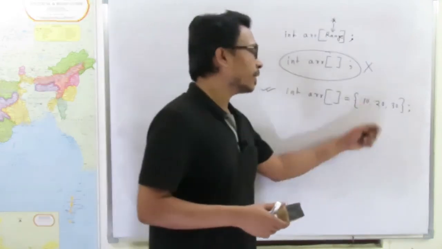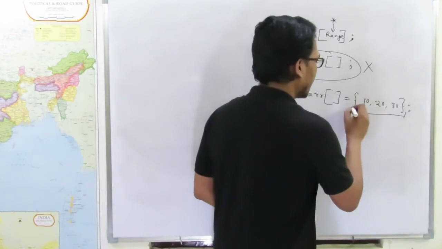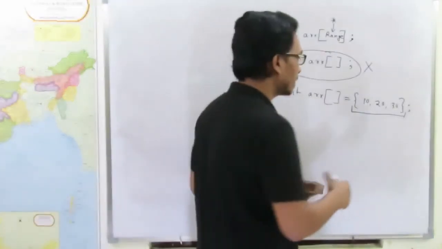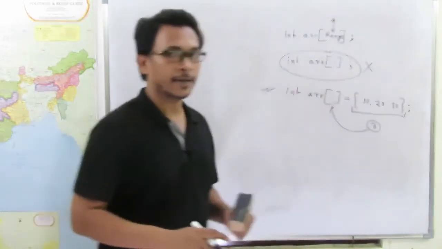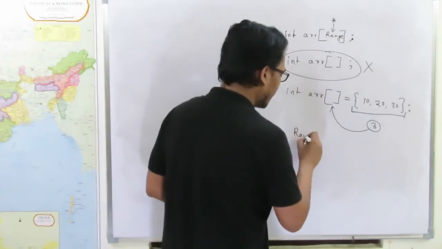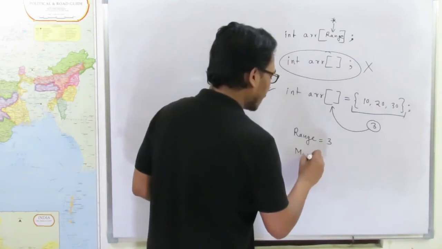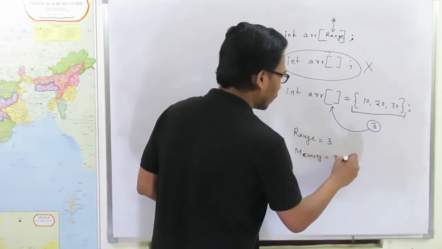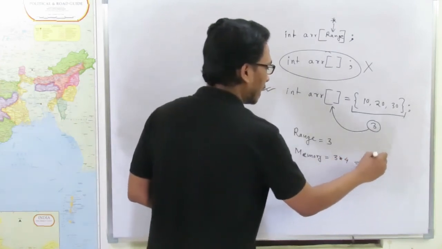So how will the system get the value? The system first checks how many elements are specified here and counts that number. What is that number? In this case the number is 3, so this 3 will become the range for this particular array. So for this array, the range will be 3. So how much memory will be allocated? The memory will be 3 into 4. This is our range and this is our 4, so 12 bytes will be allocated.